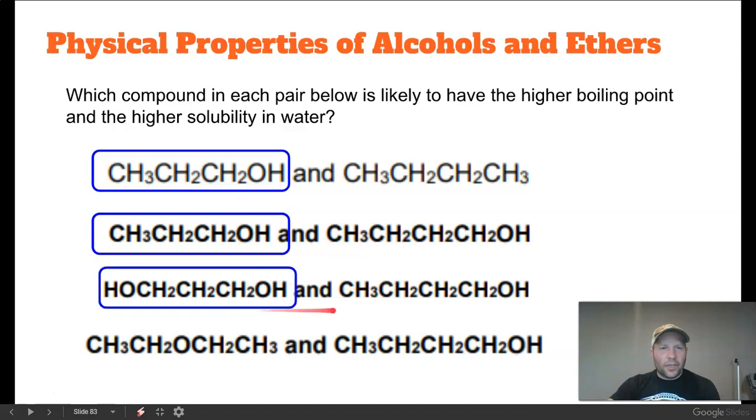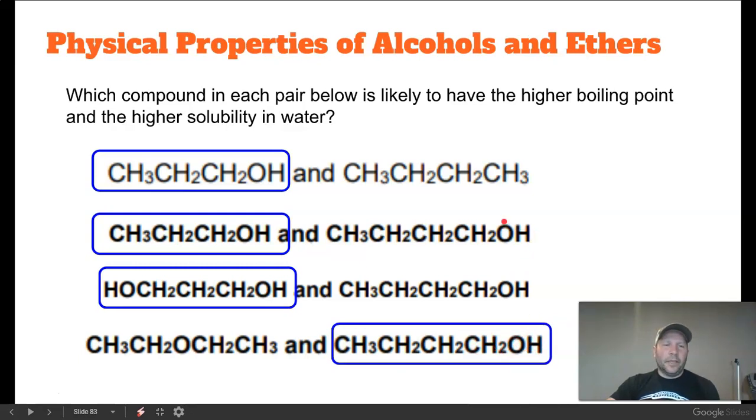Which one's more soluble in these? The ether with a dipole or the hydroxyl group? Let's count the number of carbons. 1, 2, 3, 4 carbons. 1, 2, 3, 4. They have the same number of carbons. So I'm going to go with this one. It is definitely going to be the one that's more soluble because it's more polar than the ether. Even though the ether is polar, we have that right there.